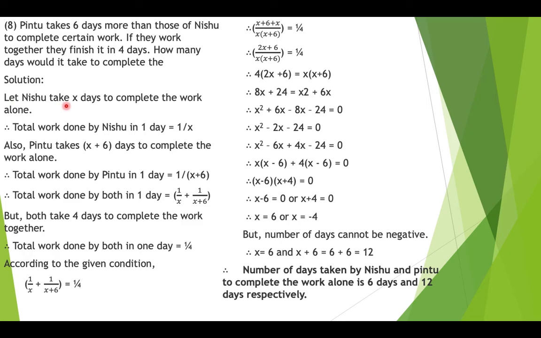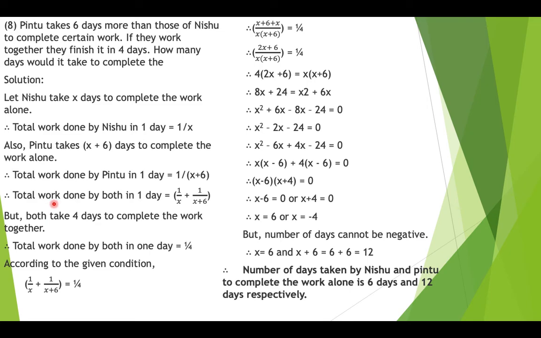Now, let Nishu take X days. So, we are assuming that since we don't know how many days Nishu takes to work. So, let Nishu take X days to complete the work alone. So, the total work done by Nishu in 1 day is 1 by X. Also, Pinto takes X plus 6 days according to the given condition to complete the work alone. So, therefore, the total work done by Pinto in 1 day is equal to 1 by X plus 6.